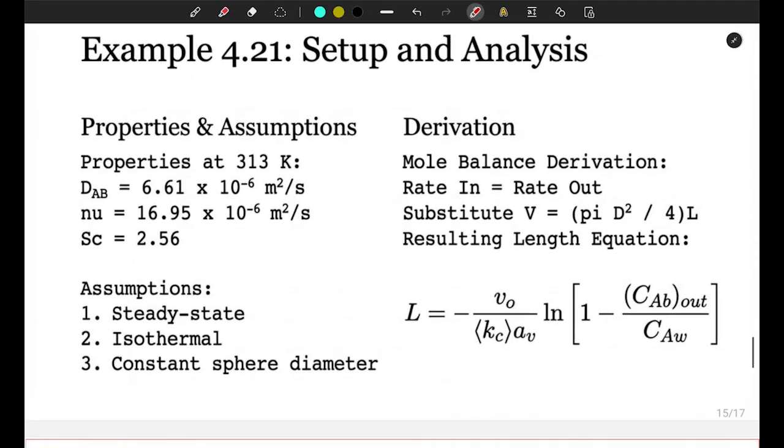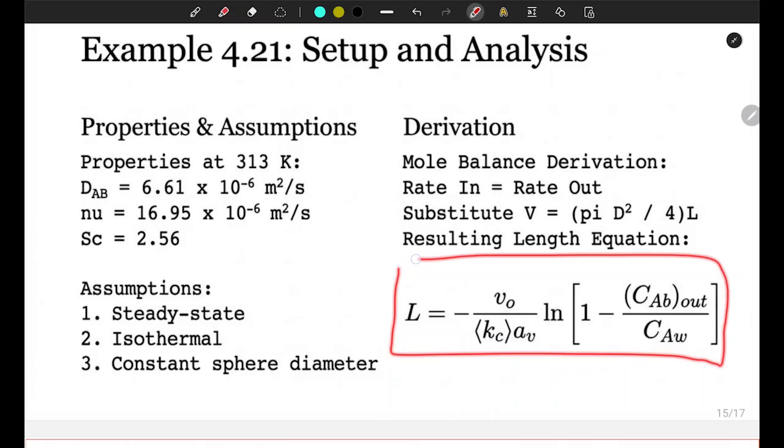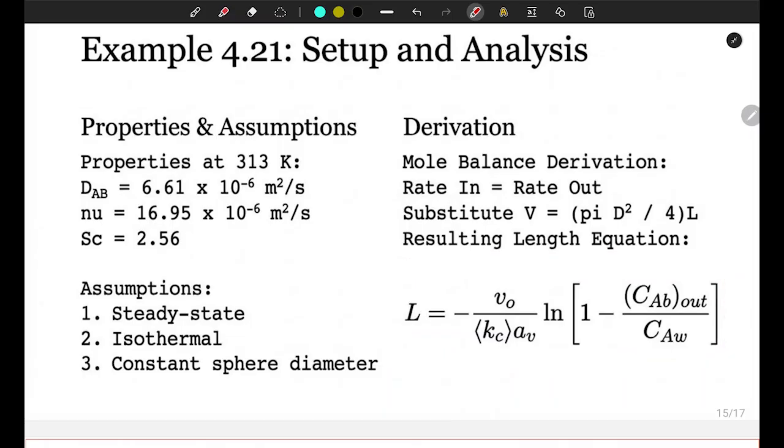So now let us understand the derivation. We apply the mole balance here. The rate in is equal to the rate out, and we substitute the volume in terms of the length, and then the resulting equation we get is this. After rearranging we get an expression. The logarithmic terms appear because the concentration changes exponentially along the bed. So this equation is derived using the fundamental mass balance principle.